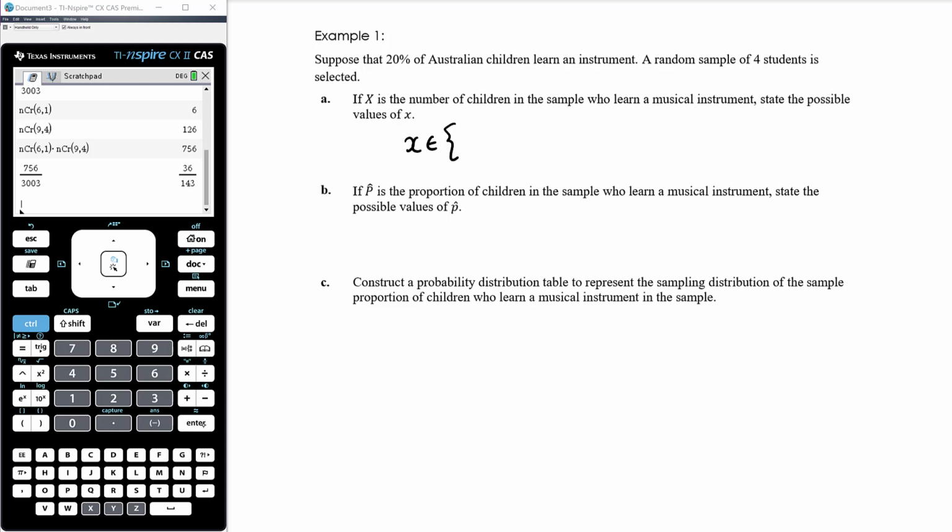So, possible values of x, if we're taking a sample of 4 students, it might be the case that none of them learn a musical instrument, 1 might, 2 might, 3 might, or all 4 might. So those are the possible values of x.